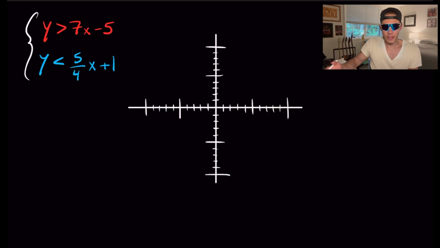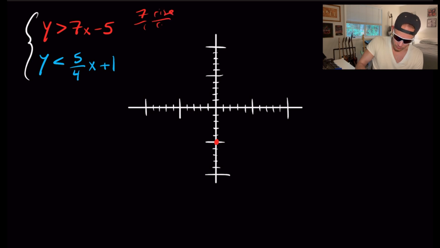Okay, last one. You should be getting the hang of this by now. So start with your red one, graph the y-intercept. That's going to be at -5. Your slope is 7, or 7 over 1, rise over run. So I'm going to go up 7 over 1. Up 7, 1, 2, 3, 4, 5, 6, 7, and then over to the right 1.